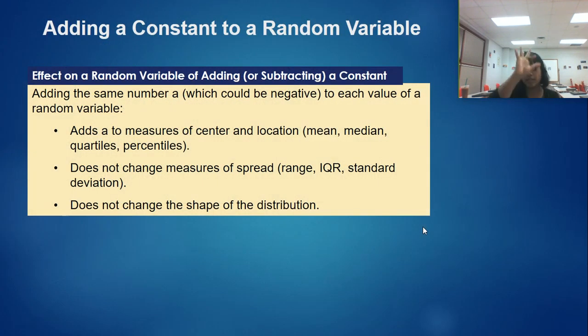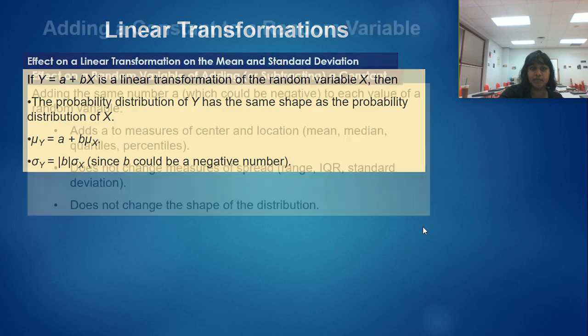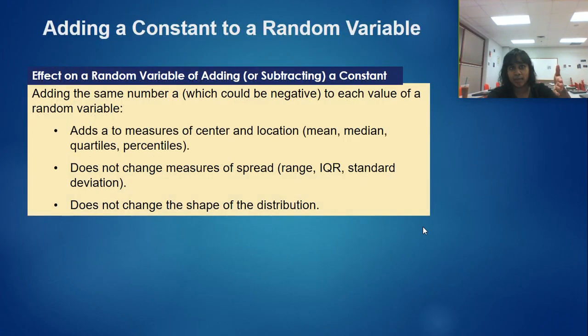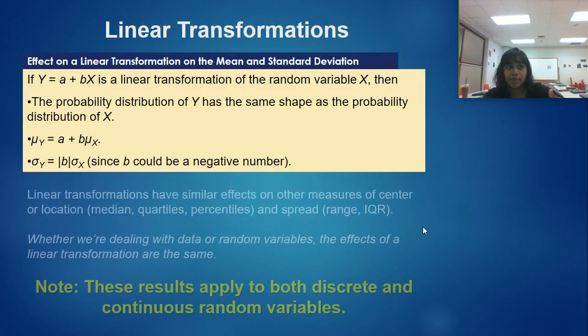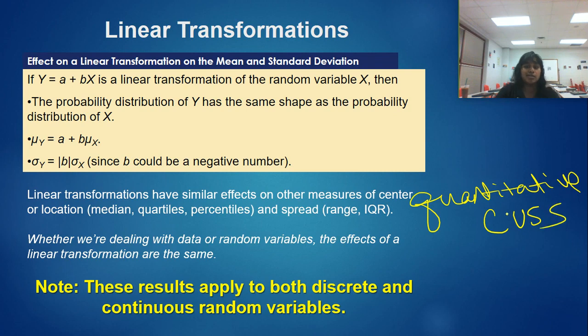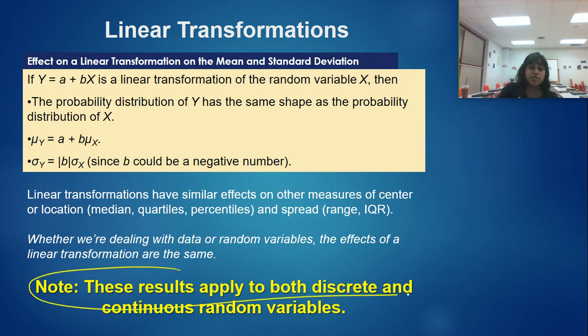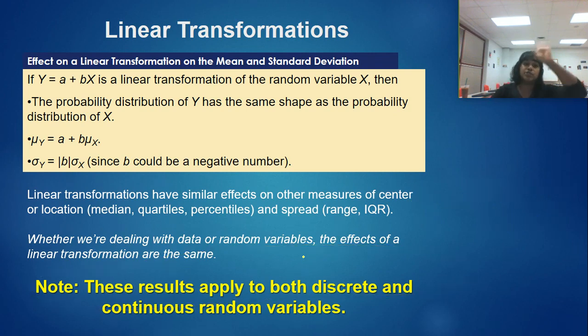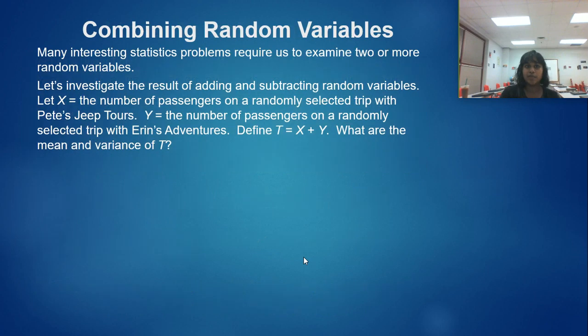So moving on, here's that wrap-up slide about transformations. This is specifically about adding a constant. Here's a wrap-up slide about linear transformations in general. It reminds you that we will talk about linear transformations the same way we talk about quantitative data, which you guys know as the acronym CUS. And also, please note that these results apply to both discrete and continuous. So transformations occur in the discrete random variable as well as the continuous random variable.